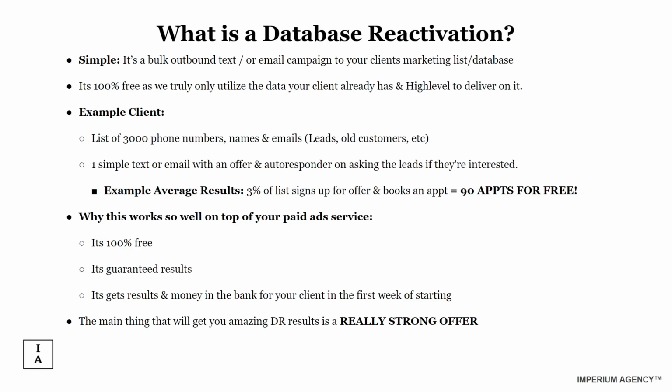So an example client would be a list of 3,000 phone numbers, names, and emails, just leads, old customers, etc., just what they have lying around, just an actual database. And what we would do is we would send one simple text or email with an offer and an autoresponder triggered on that message, asking leads if they're interested in the offer. We simply send one text, hey, this is business.